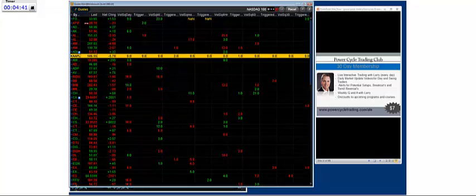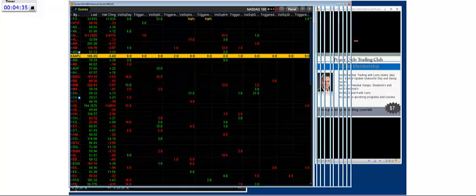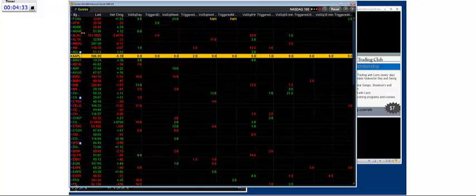So you can see here what's in a squeeze. So right now you can see Akamai.